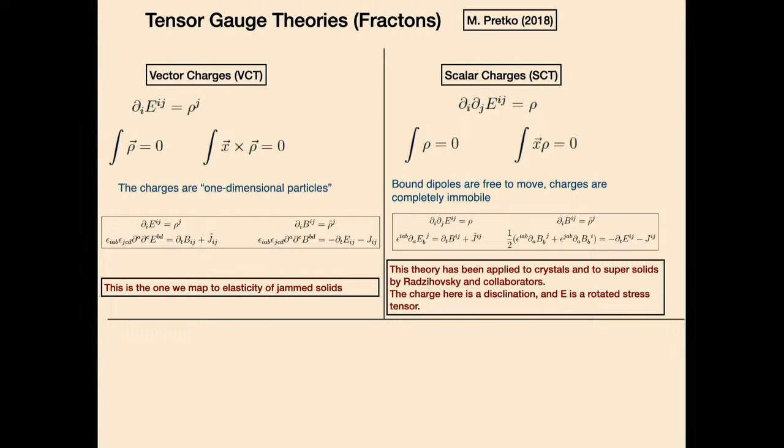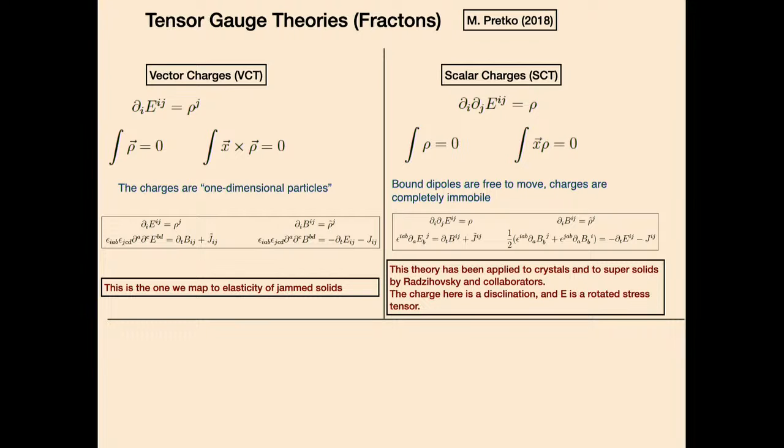So very simply then, what do I have? If I just simply map the E tensor to my stress tensor and the charges, which are here vectors, to my forces, I have divergence of sigma equal to force, or divergence of sigma equal to 0, Gauss's law. So we can just go ahead and develop this.